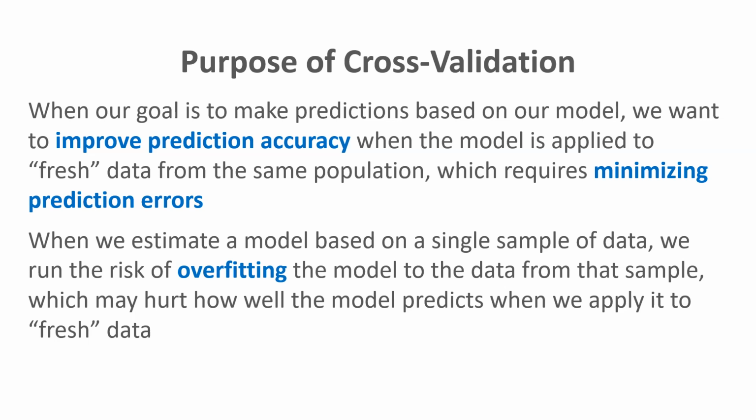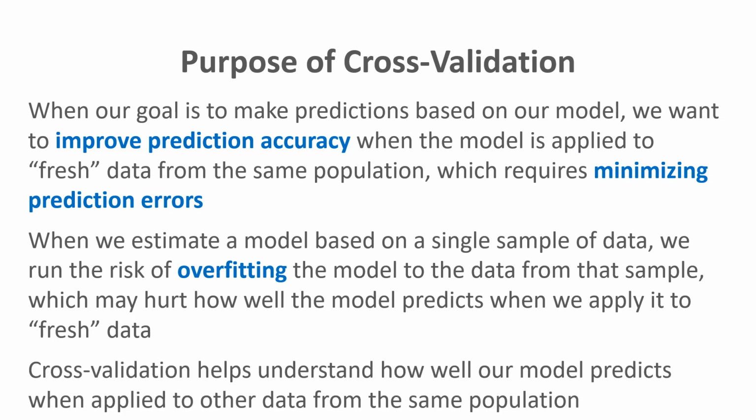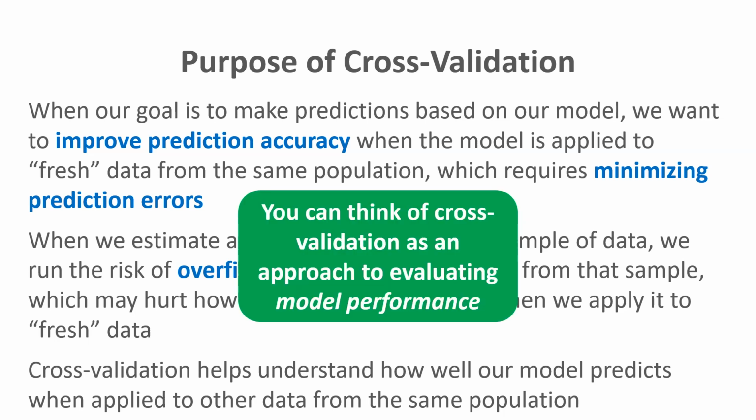When we estimate a model based on a single sample of data, we run the risk of overfitting the model to the data from that sample, which may hurt how well the model predicts when we apply it to fresh data. In other words, when we're overfitting the model, we might be making a model that performs too well with regard to the idiosyncrasies of that single sample of data, meaning that it won't generalize very well to other samples from that same population. So cross-validation helps us understand how well our model predicts when applied to other data from the same underlying population. You can think of cross-validation as an approach to evaluating model performance.